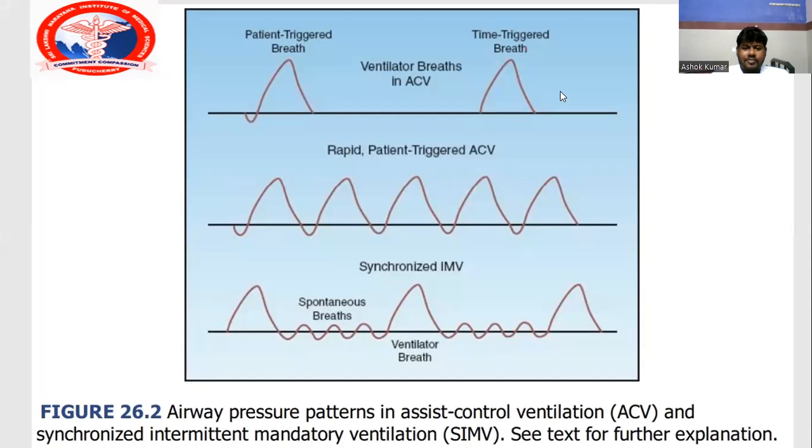Then another way is intermittent mandatory ventilation. The bigger graph shows the ventilator breath and the smaller graph shows the spontaneous breath, which is initiated by the patient.